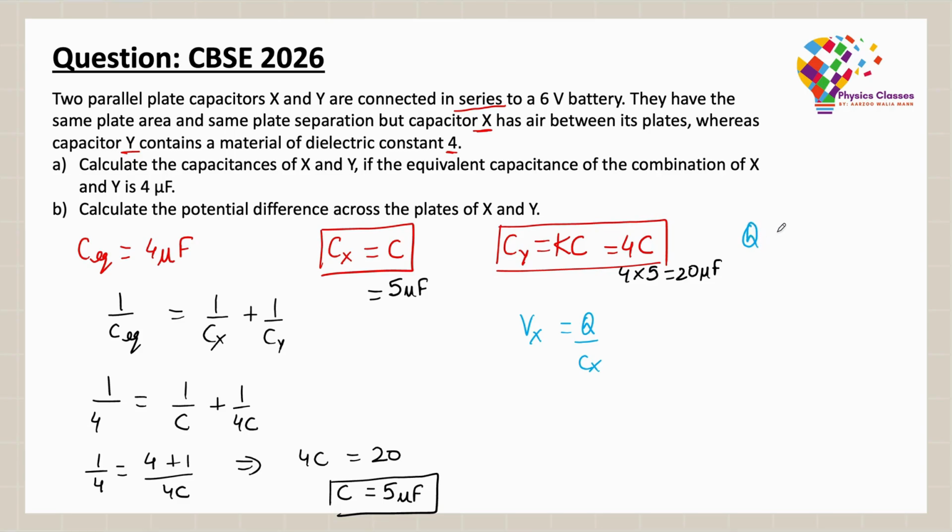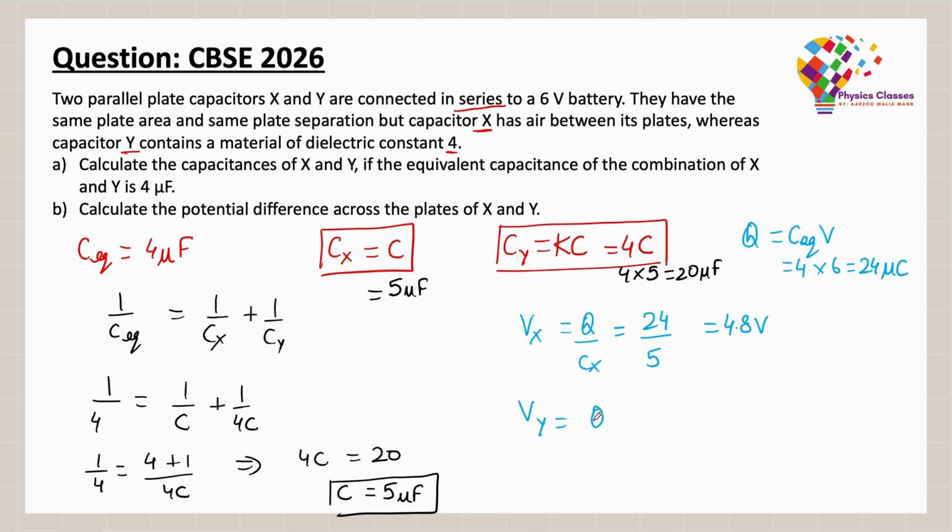This total charge on the whole circuit would be C equivalent times V. The C equivalent was given to us as 4 microfarads, and the potential difference is 6. So I get this as 24 microcoulombs. Why micro? Because the capacitance was in microfarads as well. So my Q comes out to be 24. My Cx is 5, so 24 by 5 gives me a total of 4.8 volts. Therefore, the potential difference across the capacitor X is 4.8 volts.